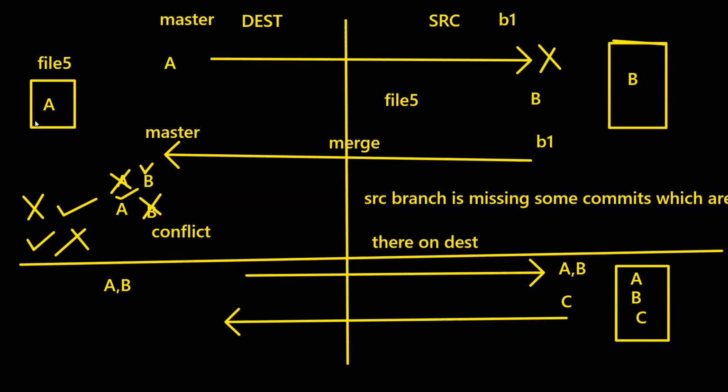Now I understood. Thank you so much. Technically, we should say that the source branch is missing some commits. We should not say this box is sitting here. So the point here is that this master branch has some commits which are not there in your source branch. Clear, everyone?